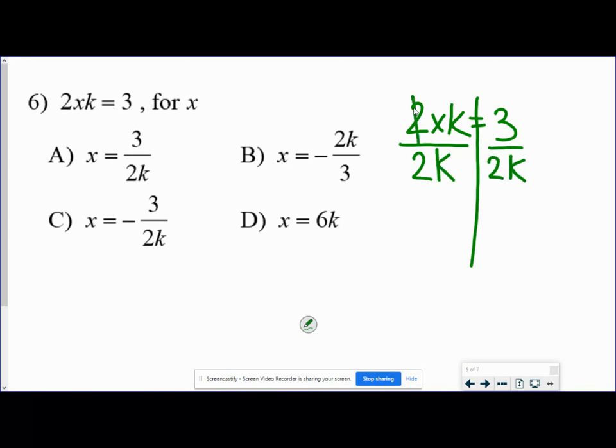So the 2 will go away. Again, no addition or subtraction here, so I can do this kind of canceling. The k's will both go away. So there's my x, that's what I wanted. And my answer is just going to be 3 over 2k. Right there.